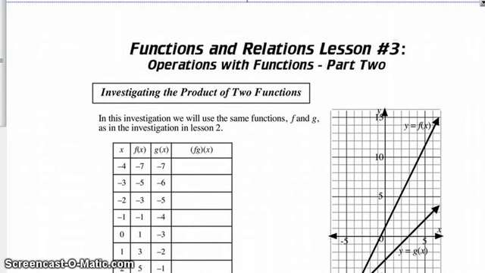Hello 30-1. This is part 2 of operations with functions, and in this particular section they're investigating the products of two functions. So whenever our workbook is talking about investigations, I want you to do your best to follow through and investigate the math behind this on your own rather than follow the screencast and copy it down.